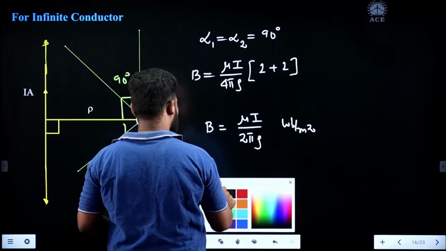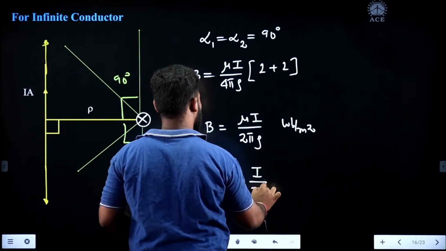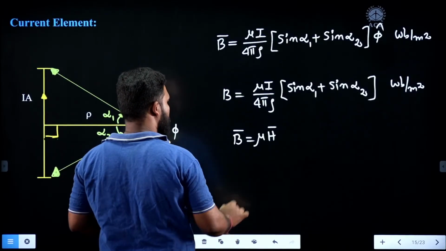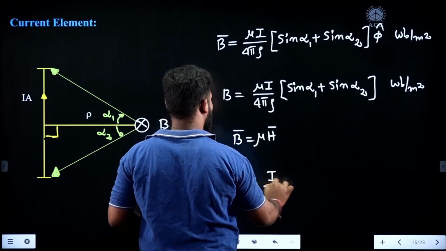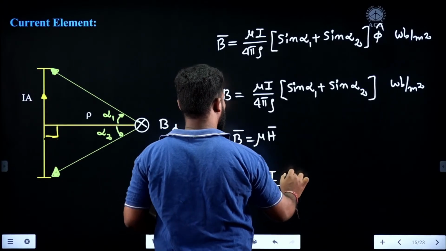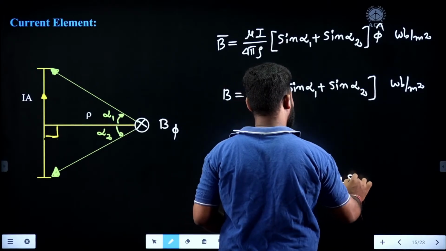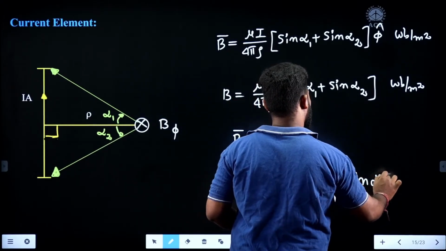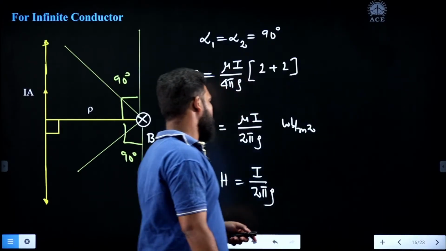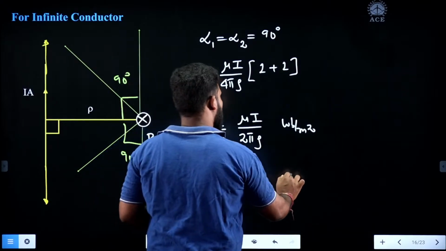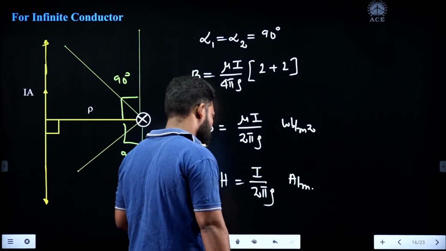And what is the H? H is equal to I by 2 pi rho. In the previous one, what is the H? H is equal to, you can just remove this mu, I by 4 pi rho into sine alpha 1 plus sine alpha 2. Units are ampere per meter. Let us take, based on these formulas, how we can confidently answer the questions.